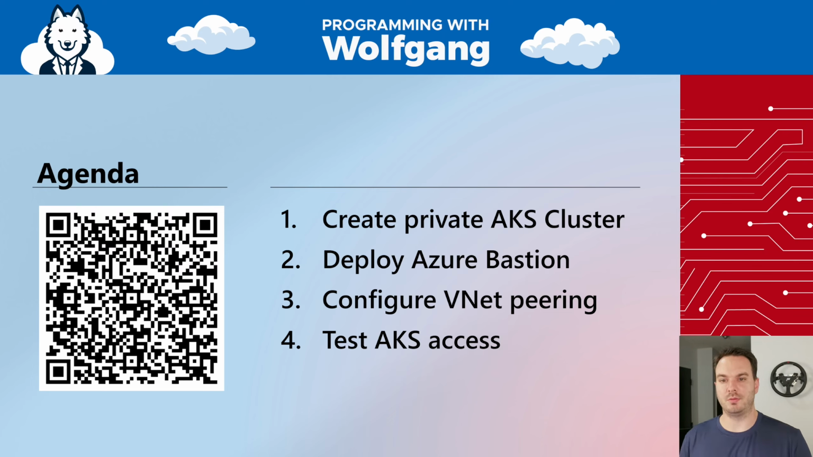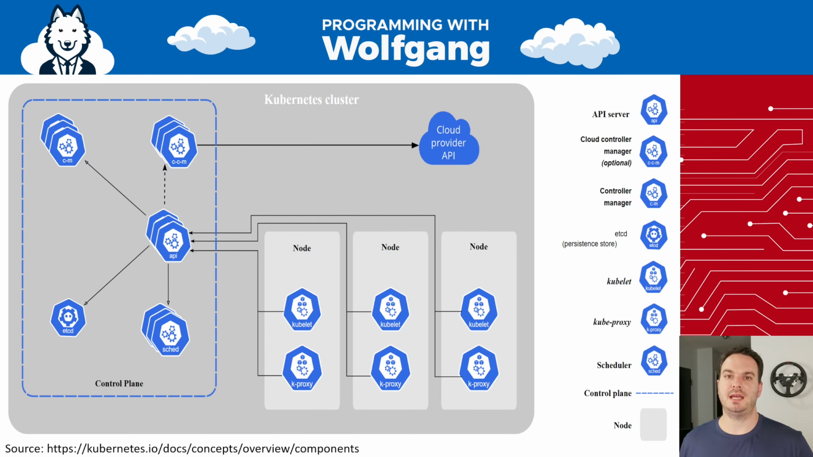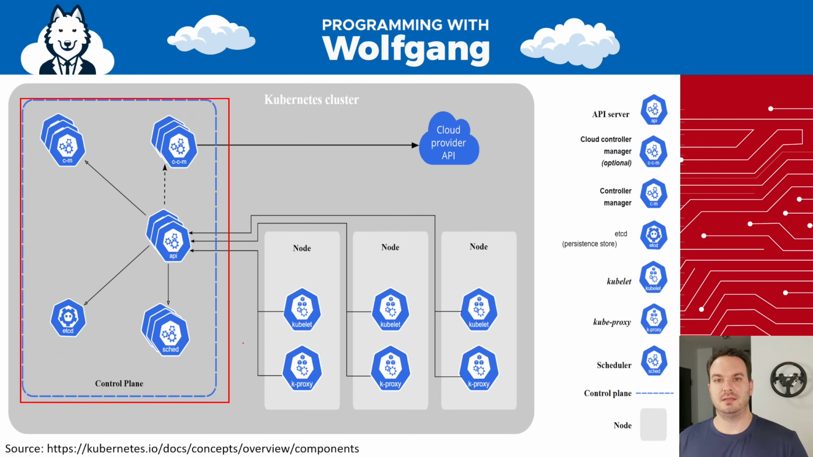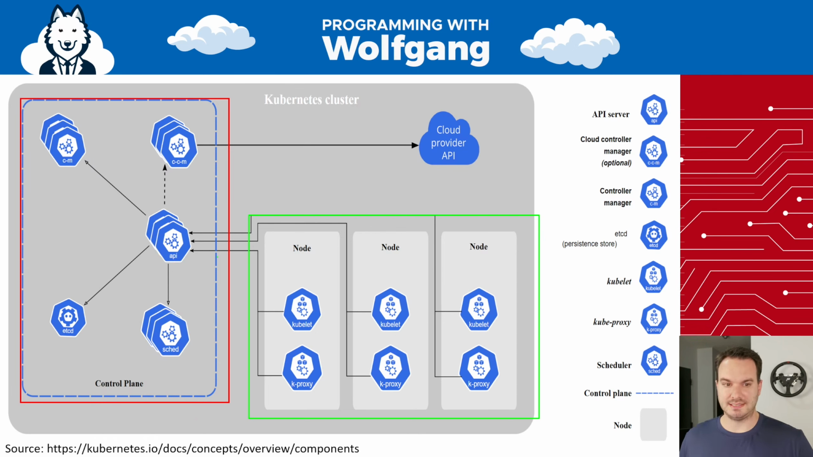Before I get started, let's quickly summarize what a private AKS cluster is and what options we already have to access them. So here on this slide, we can see the components of a cluster. On the left side here in red, we see the master node. That's just in simple terms the brain of our cluster. And on the right side in green, we have the worker nodes. These are the nodes that run our applications. And when we talk about making a cluster private, this means that the API of the master node will be made private. So that's the one here in blue.